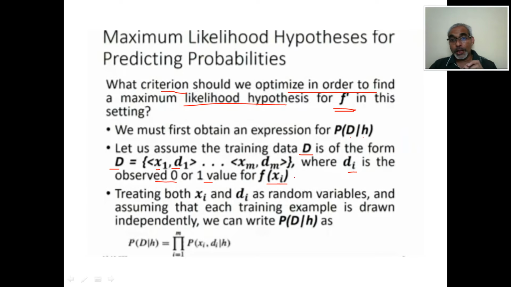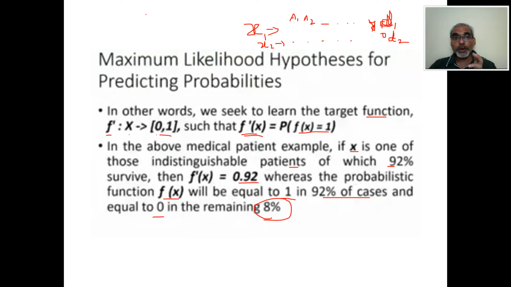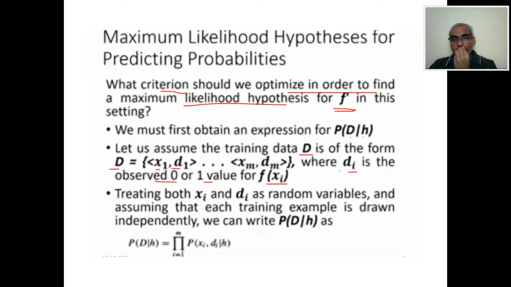Now it is very clear. Now for this f of xi, what is f of x1? For this x1, for this data, you got d1, right? Now this d1 can be either 1 or 0. So what will be f of x1? It depends. If it is 1, you are going to write f of x1 as 1, otherwise it will be 0. So di is the observed 0 or 1 value for this f of xi.